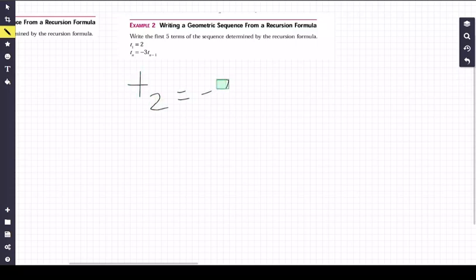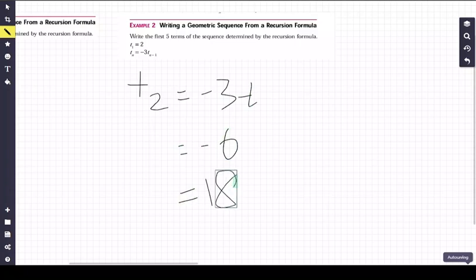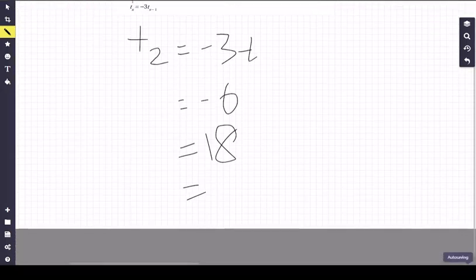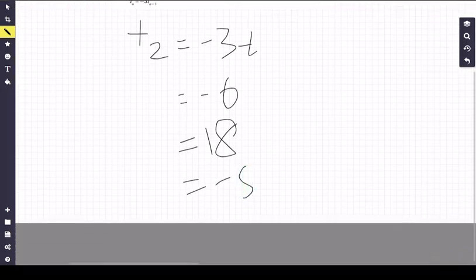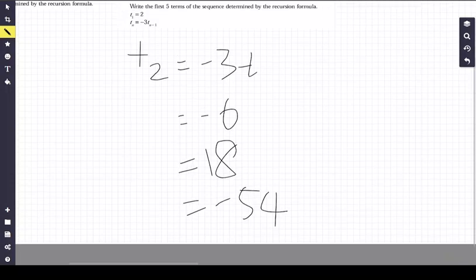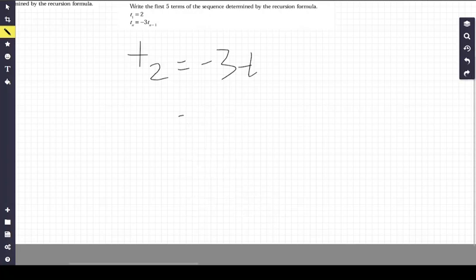T2 is equal to negative 3 times t1, which means it's -6. And then -6 multiplied by -3 is 18. Multiply that by -3, just calculator work, and we get -54. And then times -3 and so on and so on. So your first few terms are going to be 2, -6, 18, -54, and I believe 162. Yep. So pretty boring stuff, and it's very easy.